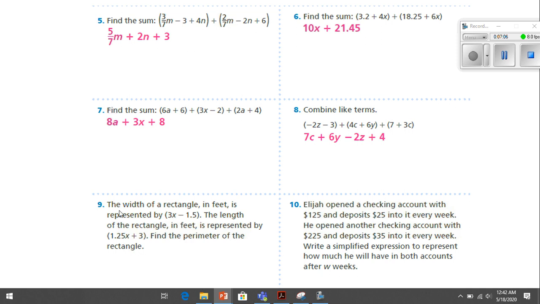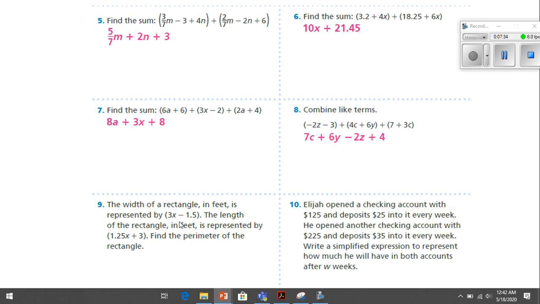Number 9 is next. The width of the rectangle in feet is represented by 3x plus 1.5. The length of the rectangle in feet is represented by 1.25x plus 3. Well, we've got the width and we've got the length. Find the perimeter of the rectangle. Well, the perimeter is adding up all the totals.